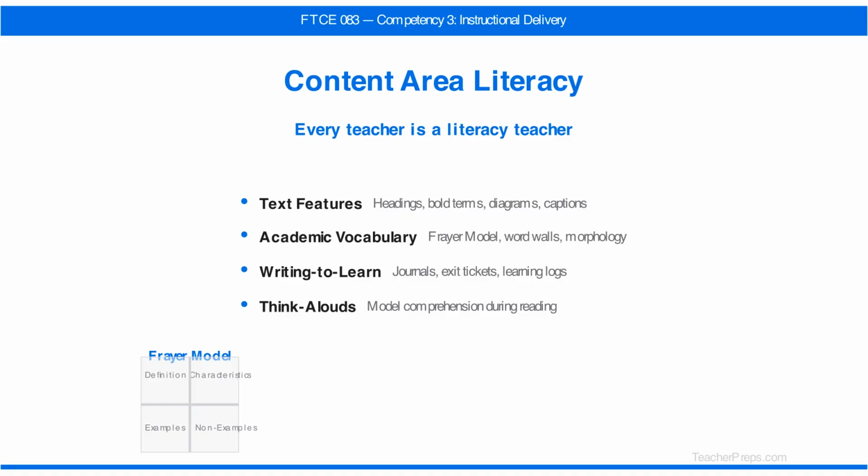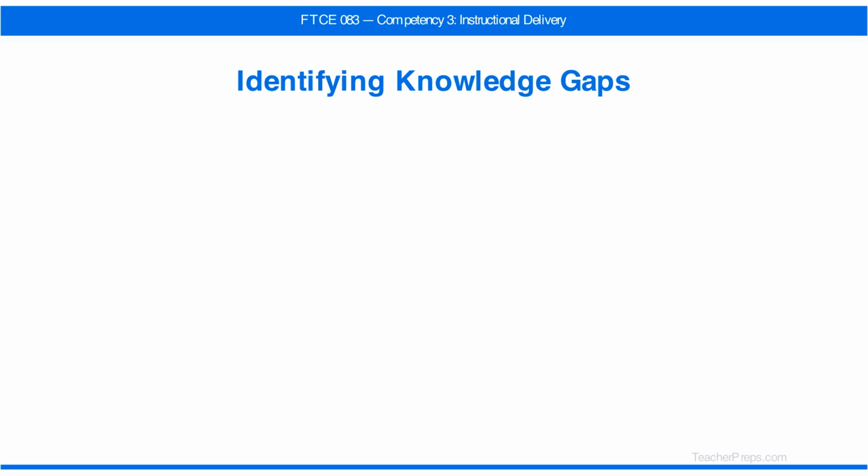Third, use writing-to-learn activities, journals, exit tickets, learning logs, and short constructed responses. Writing forces students to organize and consolidate their thinking. Fourth, model comprehension strategies through think-alouds. Read content area text aloud and verbalize your thinking process. I noticed this heading says causes of the Civil War, so I'm predicting this section will list specific reasons the war started. Now let's talk about analyzing knowledge gaps and addressing misconceptions.